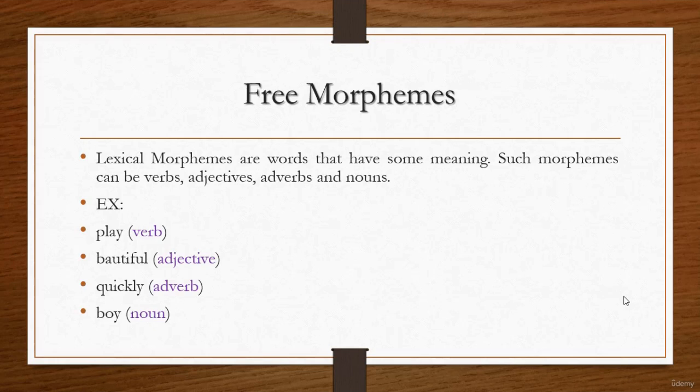For example, play. Somebody tells you play, it has meaning. Beautiful, it has meaning. Quickly, it has meaning. And boy, it has meaning. So we have four categories, four parts of speech, that belong to the lexical morpheme category: verbs, adjectives, adverbs, and nouns. They are all lexical morphemes because they have meaning and they can stand alone.